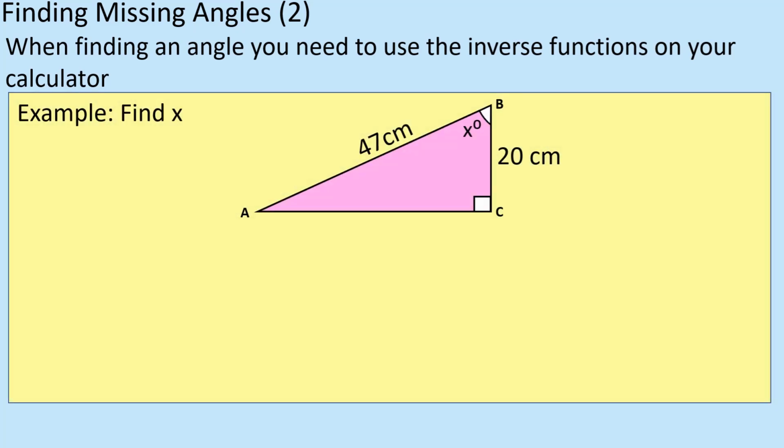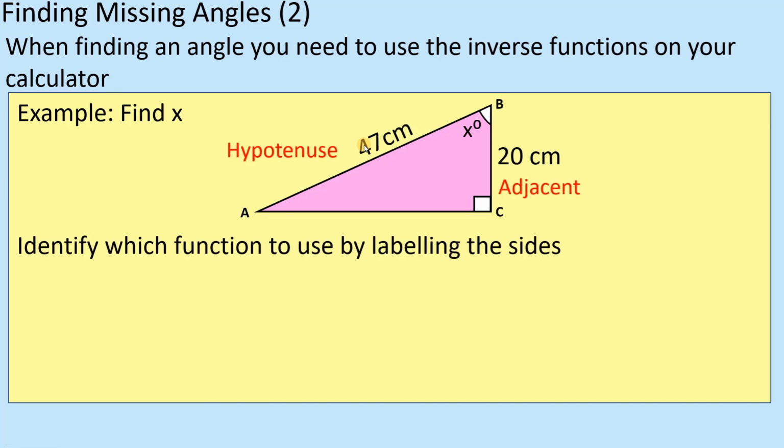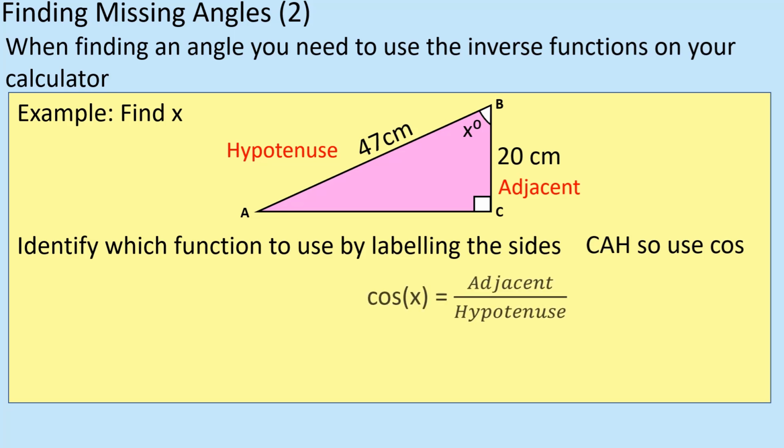Here we've got another one, slightly turned around, so still trying to find x. In relation to this angle, this one is the adjacent and this one is the hypotenuse. Labelling those two, that's A and H. So trying to determine which function to use, which one involves A and H? Well, that's CAH, so that's cos. So cos equals adjacent over hypotenuse.